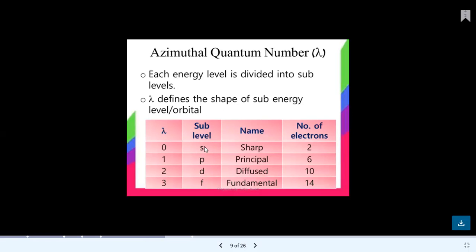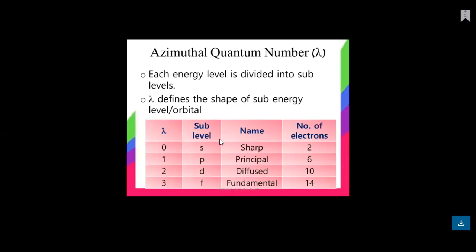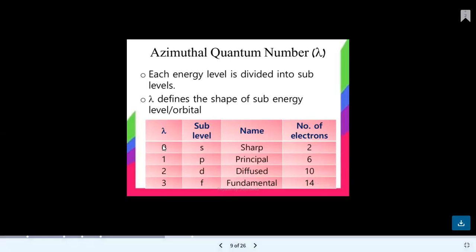For those that wanted to know what these letters stand for, this is what they mean. S is for sharp, P is for principal, D is for diffused, and F is fundamental. All right. As you know, this is the number of electrons that you can have in S you can have 2, in P you can have 6, etc. Now, when you're writing the quantum numbers, you don't write letters but numbers. So there are numbers associated to these sublevels. If you want to talk about sublevel S, you say 0. For P is 1, for D is 2, and for F is 3.